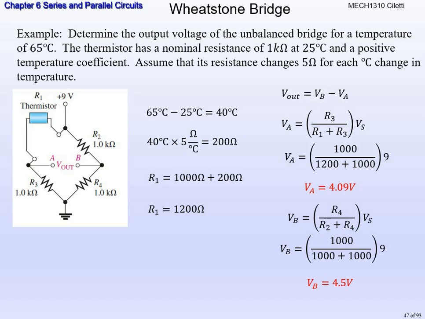That's the whole point of this, is what's the output voltage here when we've changed the resistance on the thermistor. So this is how your thermostat works in your house. Alright, so V out is VB minus VA. So we're going to take 4.5 minus 4.09, and V out is 0.41 volts. So that 0.41 volts translates to some temperature.